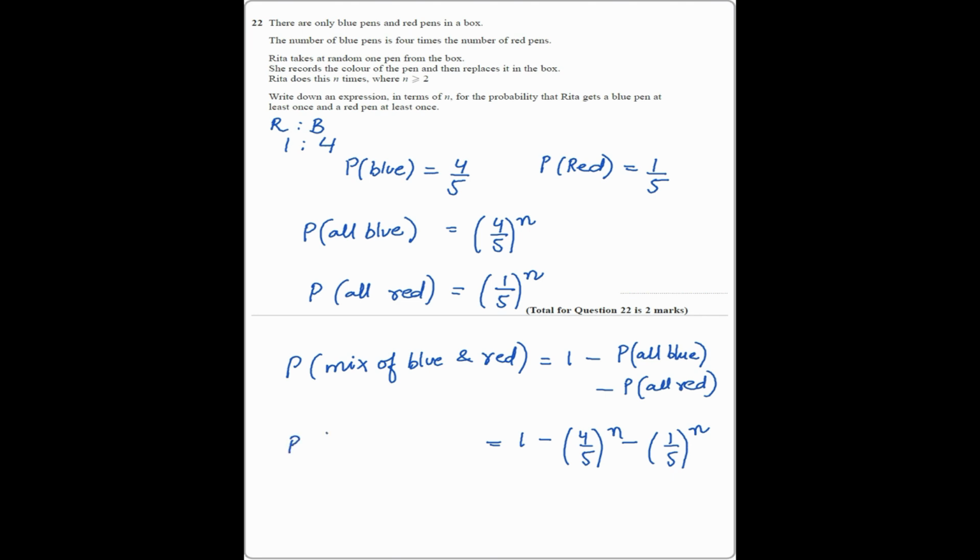That is P mix of blue and red, and that's our answer, because it says write down an expression in terms of n for the probability that Rita gets a blue pen at least once and a red pen at least once.